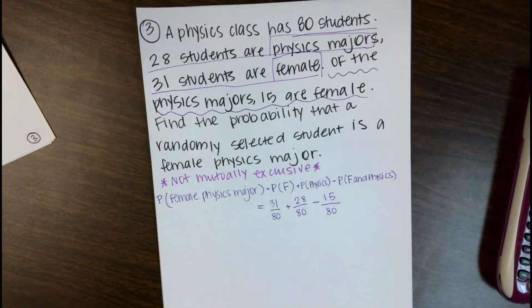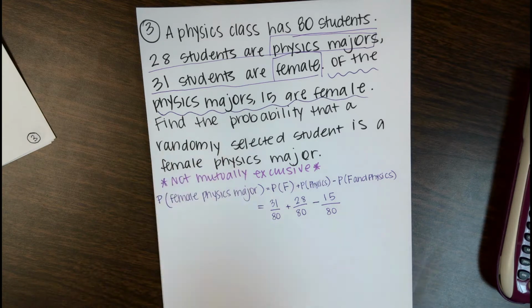I'm trying to think if I could draw this up real quick. I don't know the whole, that would be 80. It doesn't tell me enough, but there would be a way if we knew a little bit more, we could do the actual Venn diagram. And you could see that there's so many females, there's so many physics majors. This is where they intersect.